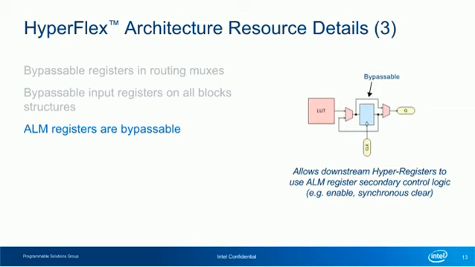This means that instead of registering a signal in an ALM, that registering can be done downstream at a more ideal hyperregister location for timing. But the ALM's control signals could still be used by that downstream hyperregister. You can see more on the impact of this architectural feature in follow-up online training.